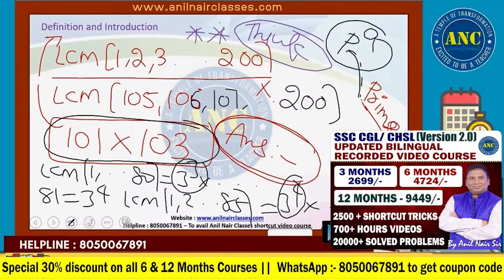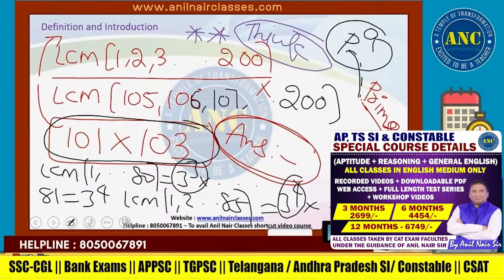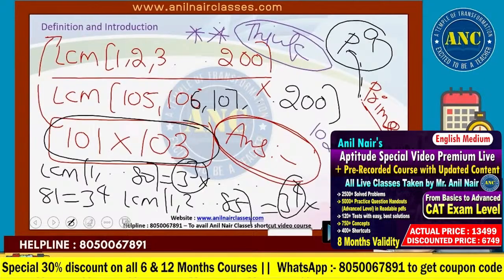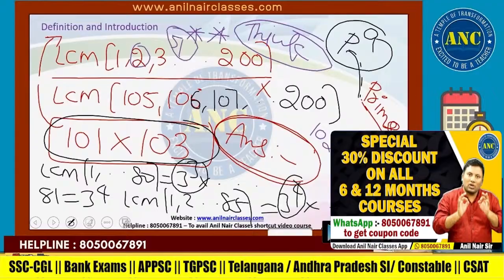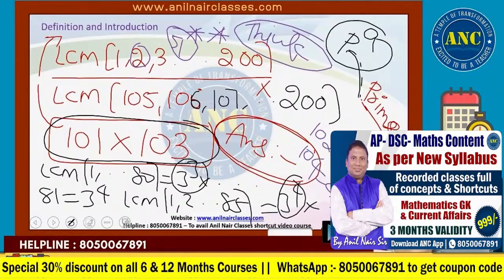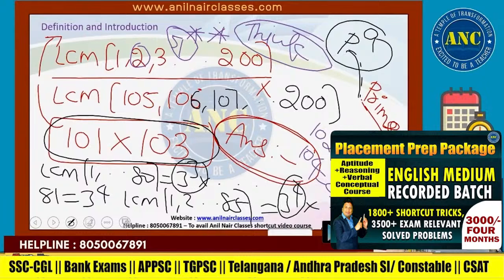Asif Basha, why will 102 come, beta? Why will 102 come, you tell me. What is 102? 102 is 2 into 51. 2 will be present here, 51 is present here. Why will 104 come? 2 into 52. 2 is present here, 52 will be present here. Next one.